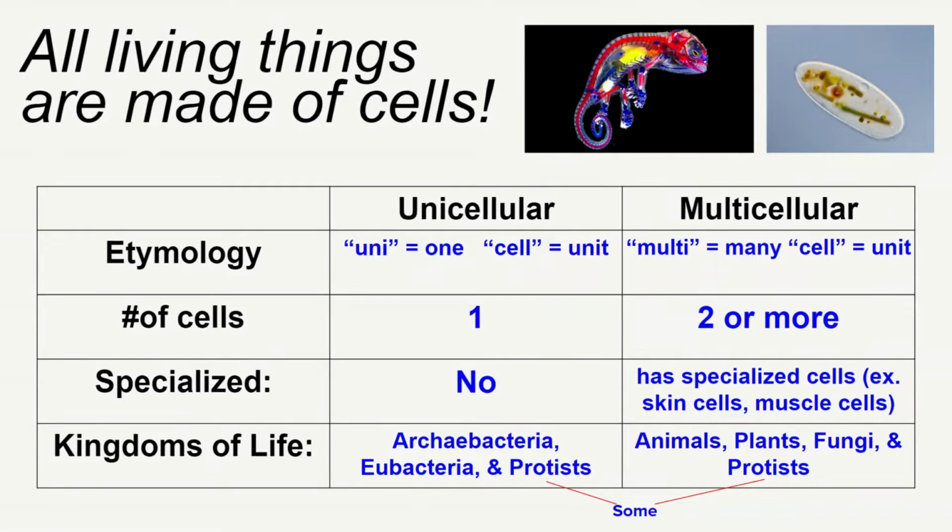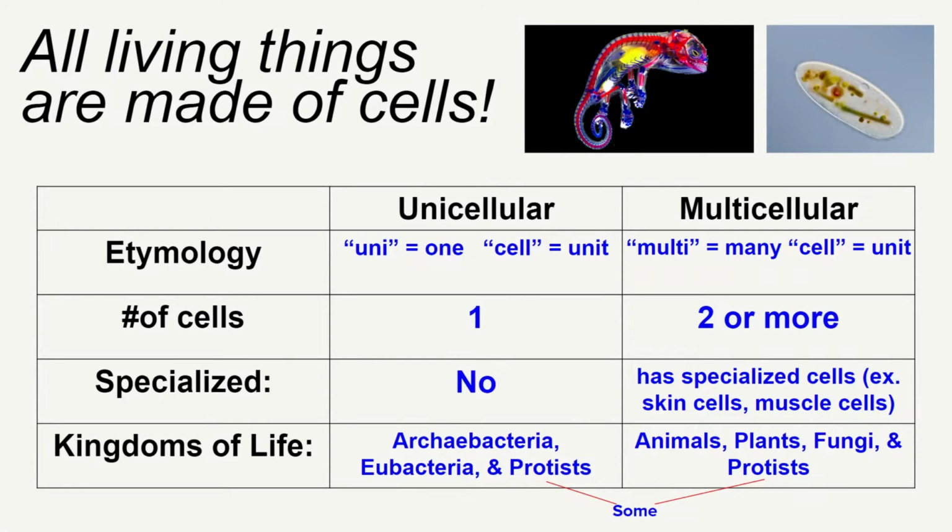Etymology means how the word is made up. Uni, meaning uno, meaning one, and cell, meaning unit. So it really just means one cell. That makes sense because the number of cells is 1. If it's a one-celled organism, that means none of the cells can be specialized because there's only one cell. So there are no specialized cells in unicellular organisms. Pretty much all bacteria are unicellular, but we do have some protists that are also unicellular.